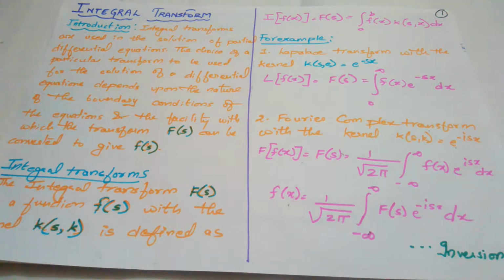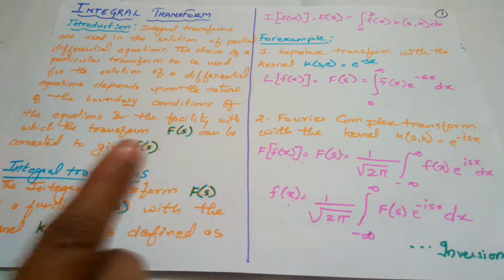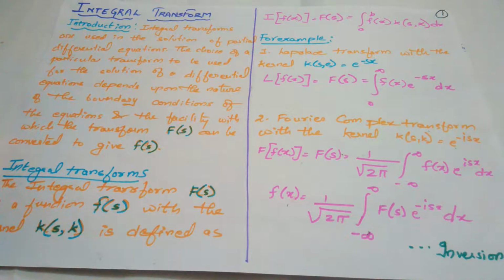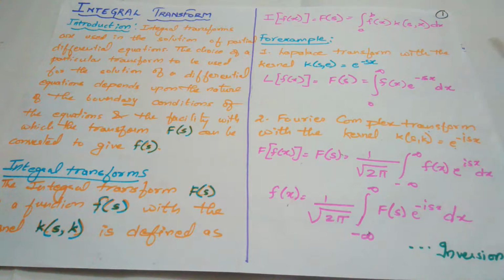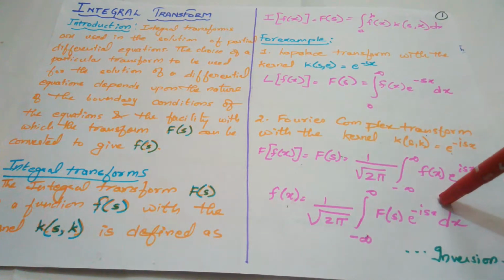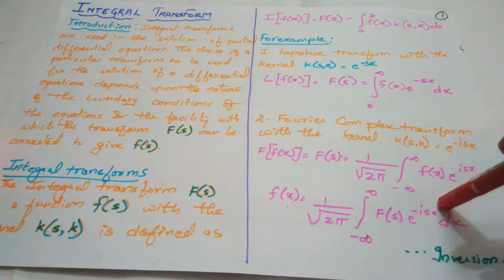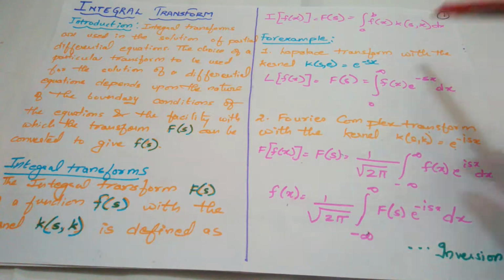unit 2, integral transform. So we have defined what is meant by integral transform, where f of x is equal to the integral from a to b of f of x k(s, x) dx, where this term is known as the kernel. I have given some examples with respect to integral transform.